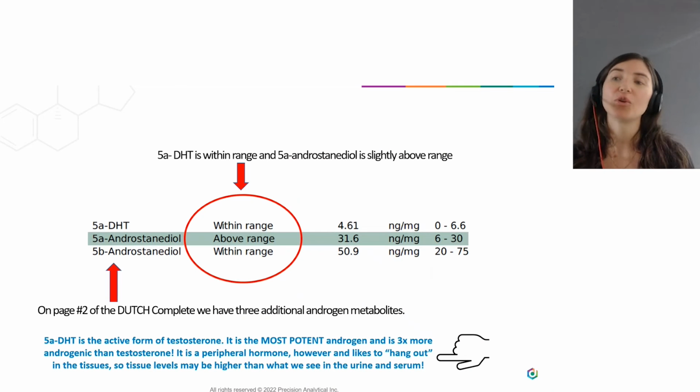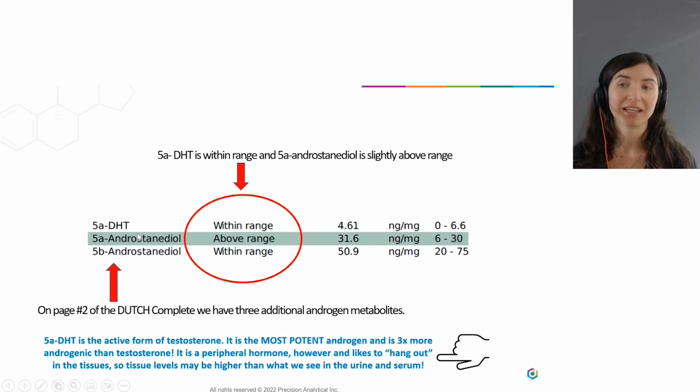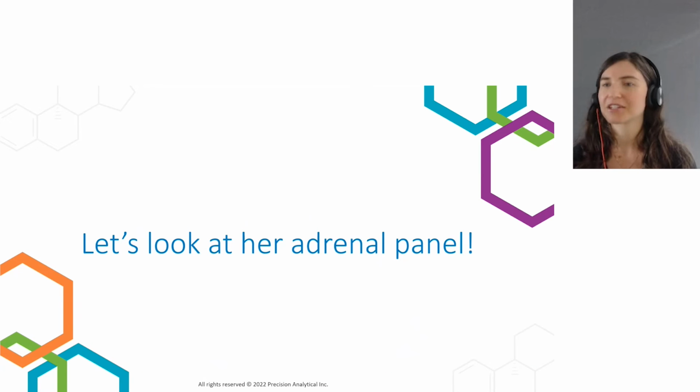So if you go back to page 2, we have a few downstream testosterone metabolites here that are on page 2. They're not on page 3, so always go back to page 2. And they look pretty normal. Her 5-alpha androstanediol is a little above range. But remember, 5-alpha DHT, that's our most potent androgen. It's the active form of testosterone. And 5-alpha androstanediol might be a pretty good marker of androgenic activity in the tissues. So her androgens overall are going a little on the higher side.